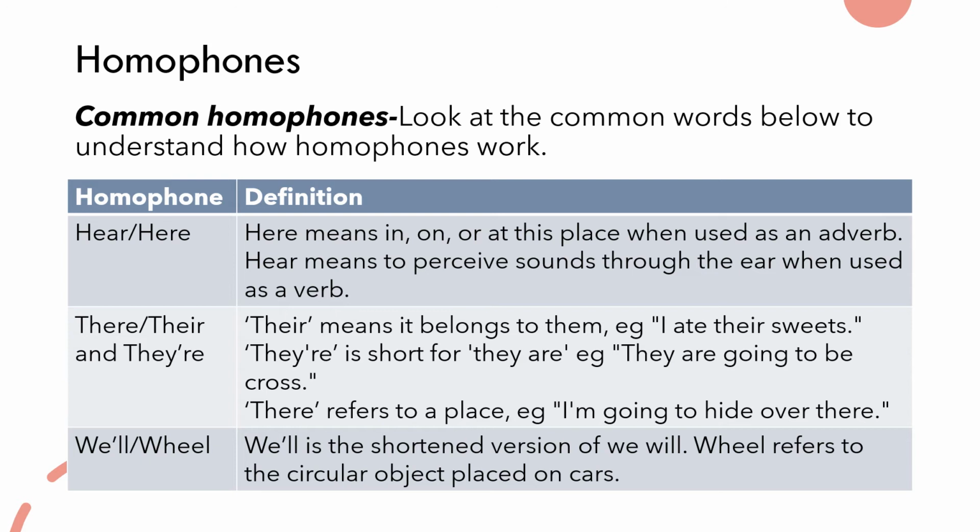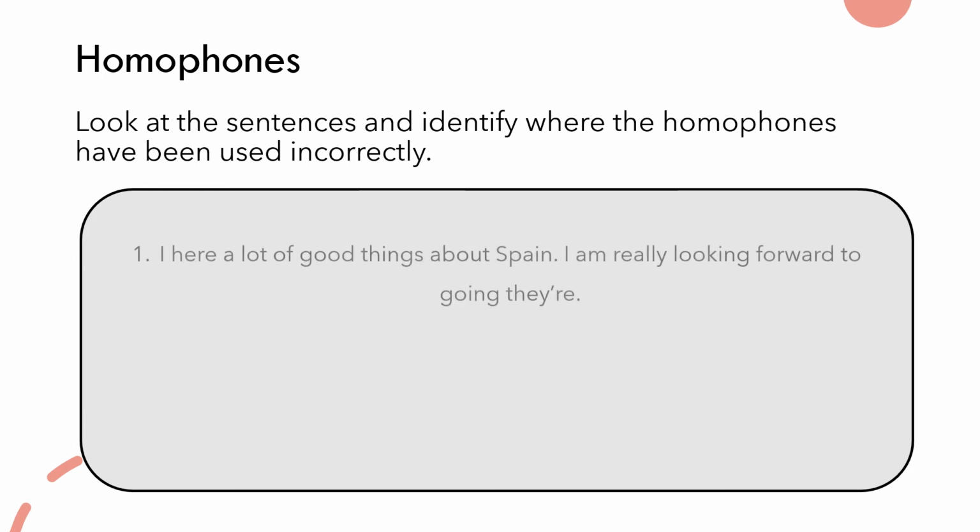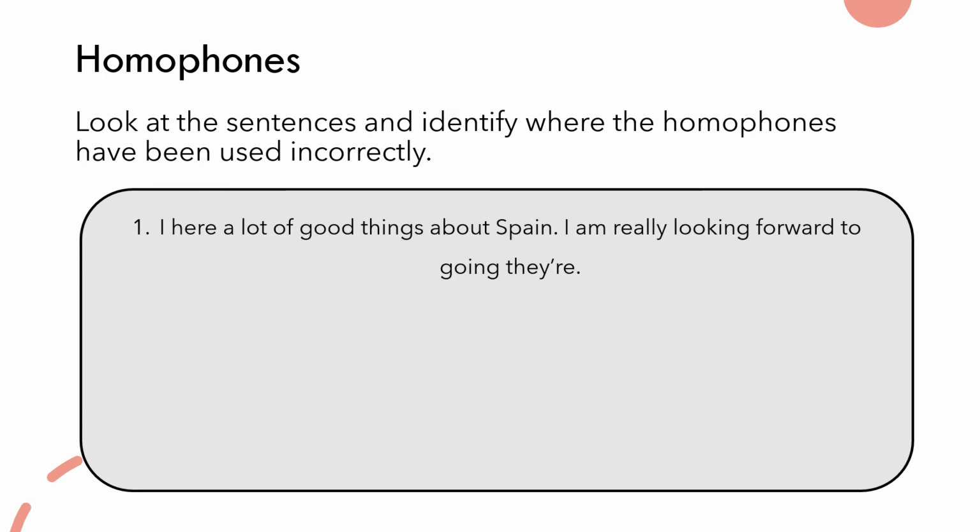We're now going to move on to have a look at an example. Look at the sentences and identify where the homophones have been used incorrectly. So we'll have a look at the first one to start with. I hear a lot of good things about Spain. I'm really looking forward to going there.